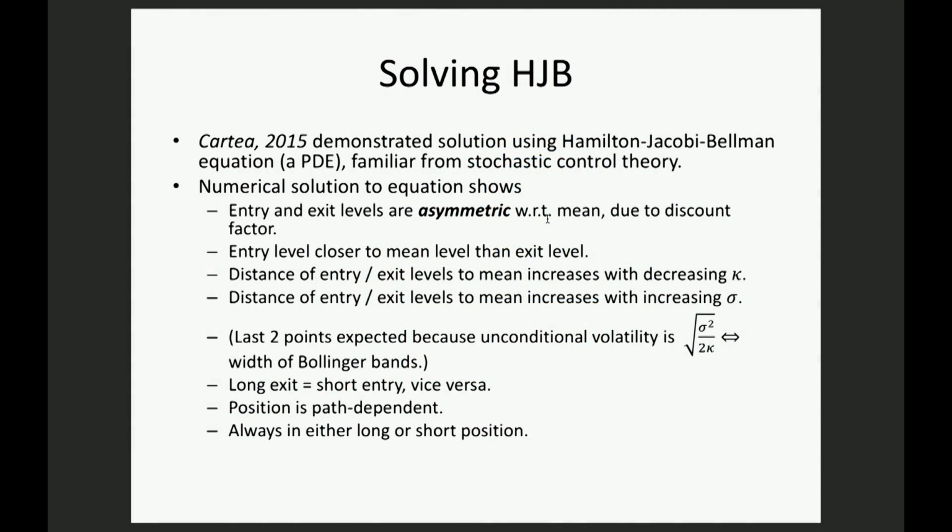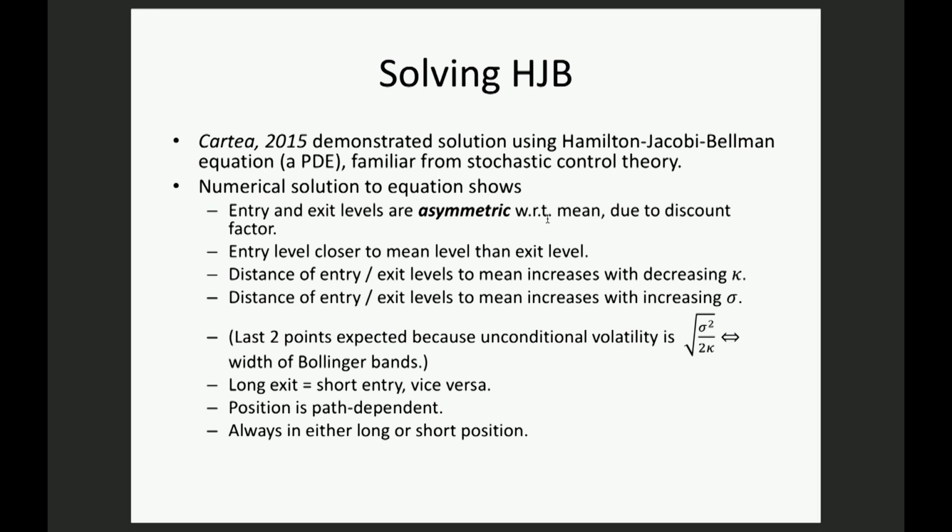But let me just go through them in words first. The optimal entry level turned out to be closer to the mean than the exit level. Both of them, however, both exit and entry levels, their distance to the mean increases with a decreasing kappa. Kappa measures the rate of mean reversion. So the weaker the mean reversion, the farther away from the mean you should enter or exit.